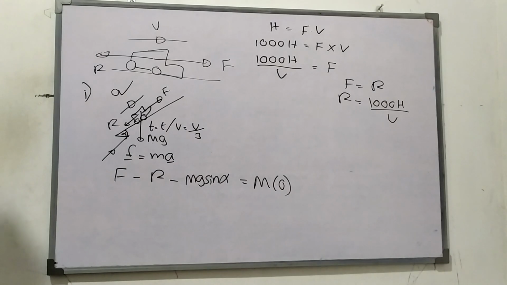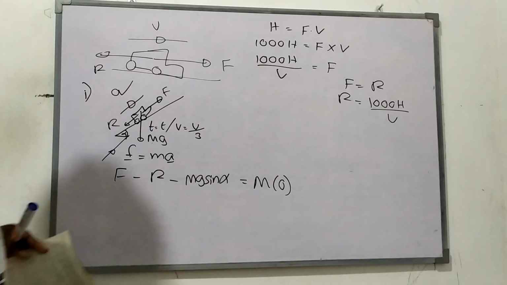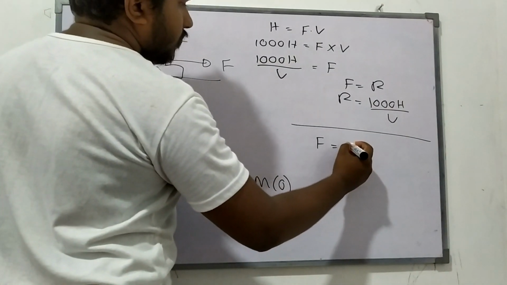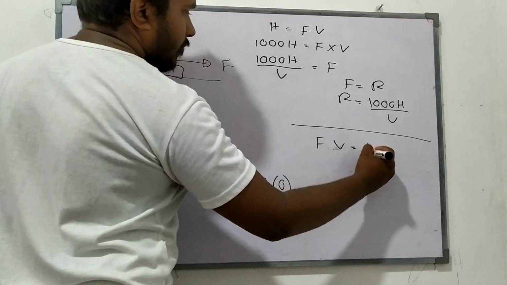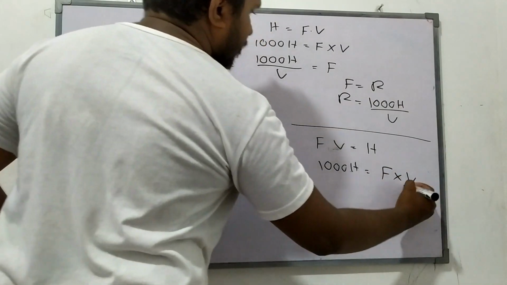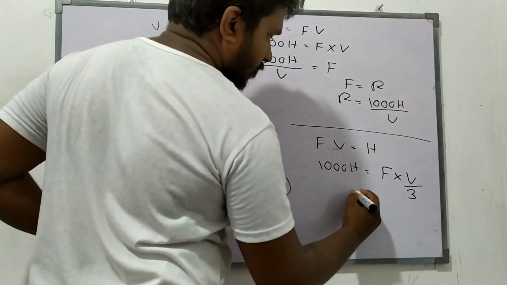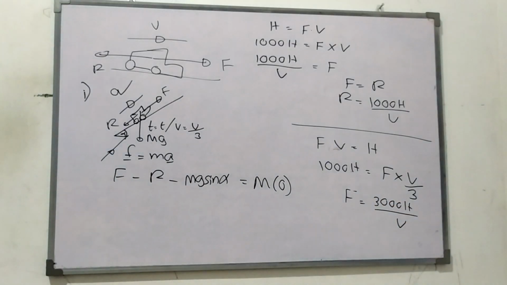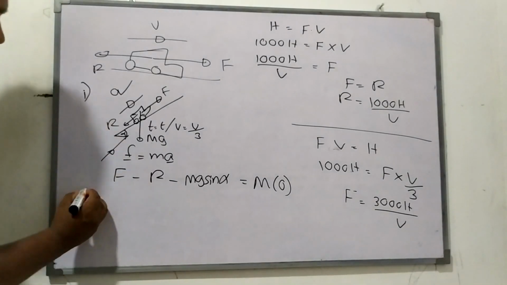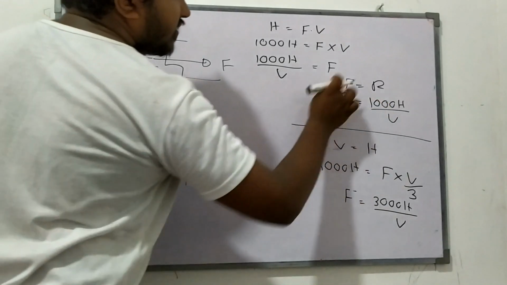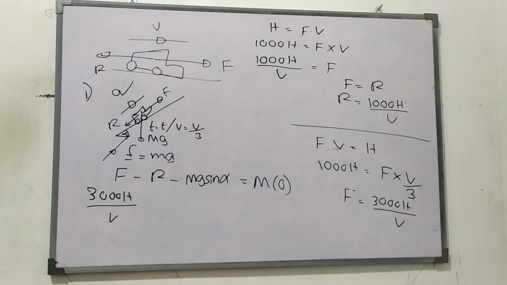Okay, the speed is v by 3, no? Then F equal 1000 H over V. Actually the resistance, which is 1000 H over V, is constant for all the cases.